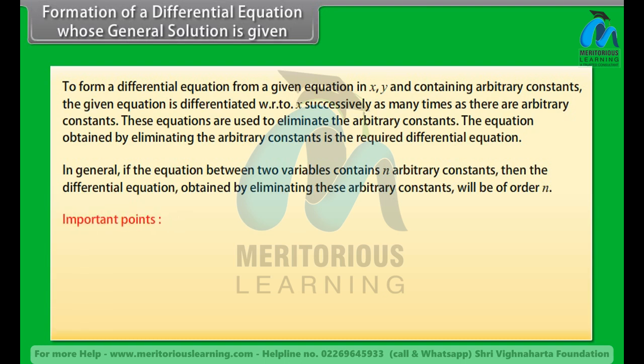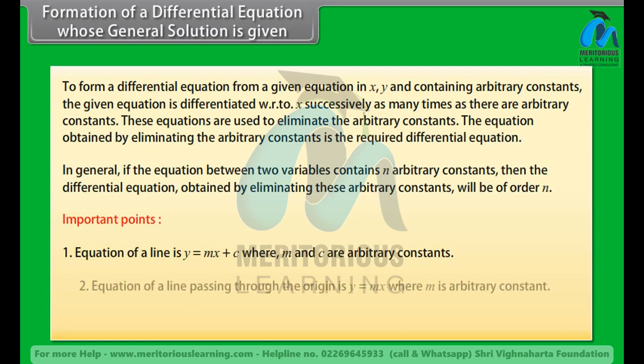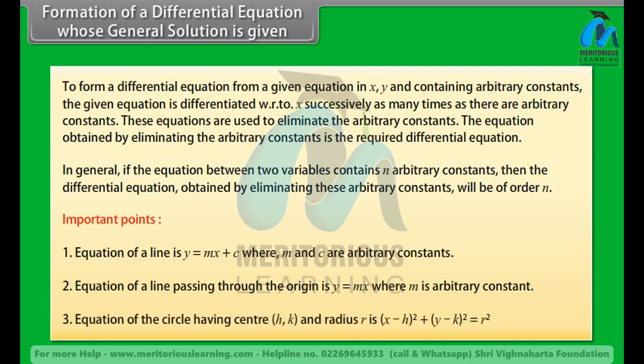Important points. Equation of a line is y equals mx plus c, where m and c are arbitrary constants. Equation of a line passing through the origin is y equals mx, where m is an arbitrary constant. Equation of the circle having center (h, k) and radius r is (x minus h) whole square plus (y minus k) whole square equals r square. Example.